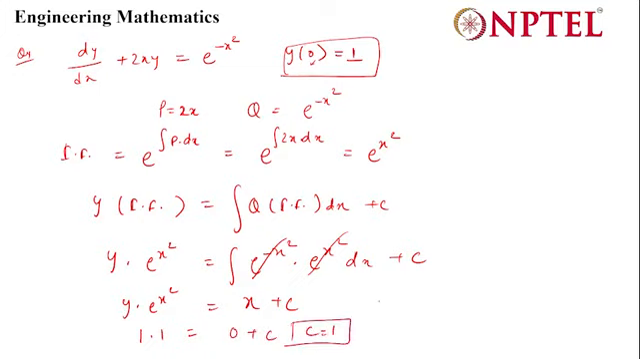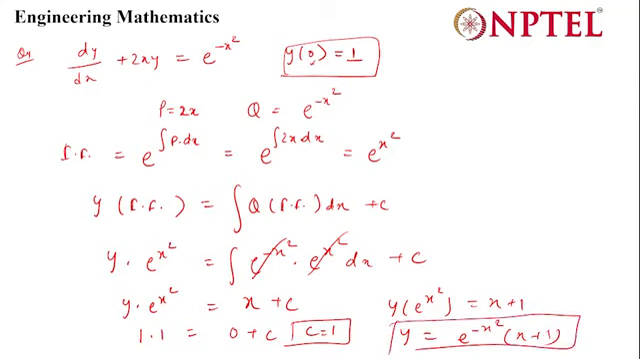So what will be the final solution of this equation? y multiplied by e to the power x square is equal to x plus 1, or you can write y is equal to e to the power minus x square times x plus 1. This will be the solution of this linear differential equation. Okay.